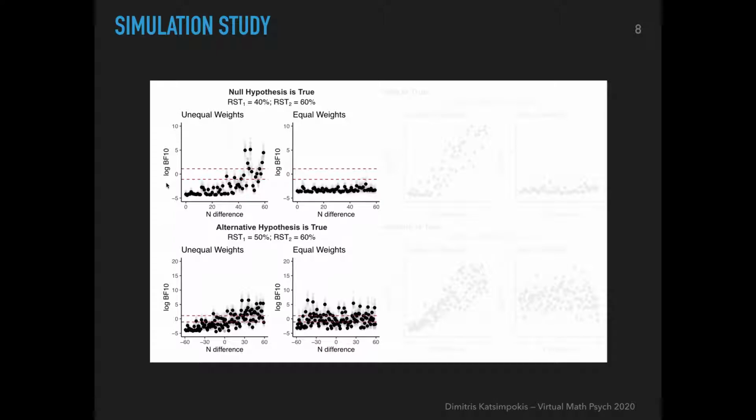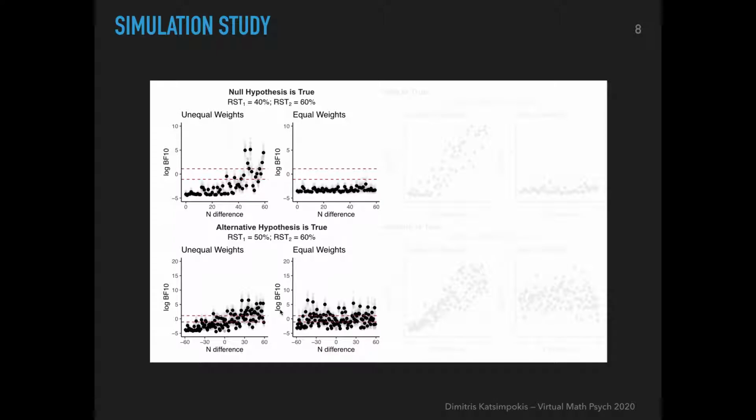What you see here is that the unequal weights RST can point to the wrong underlying hypothesis with increasing sample size difference. On the other hand, as you can see here, the equal weights RST remains unaffected by these changes.